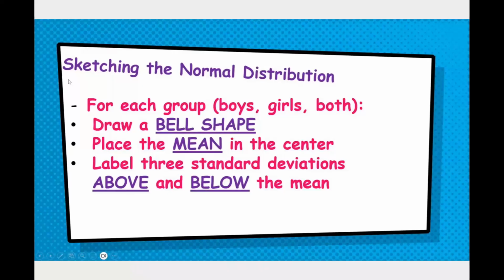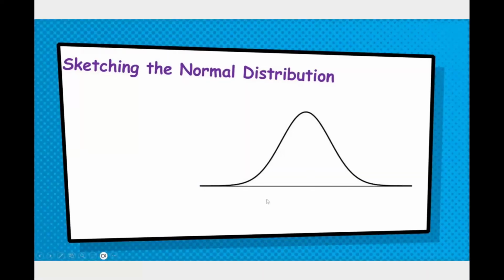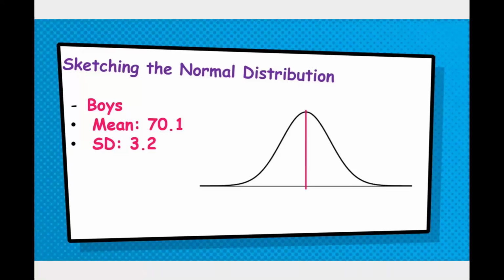And then we're going to label 3 standard deviations above and below the mean. That's going to give us the average distance away from the mean, and this is kind of what that's going to look like. It's going to be spaced out kind of like how I have. So here's my curve. I'm going to start with boys, and to be able to sketch this, I need to know the mean and the standard deviation. I'm going to start with drawing the mean in the middle and labeling that at 70.1.